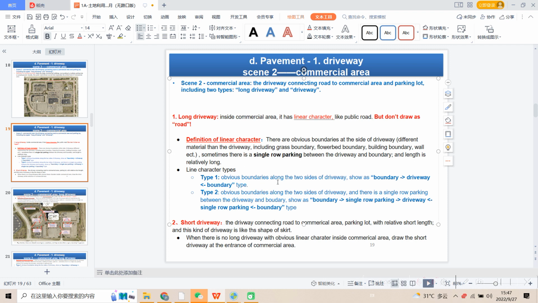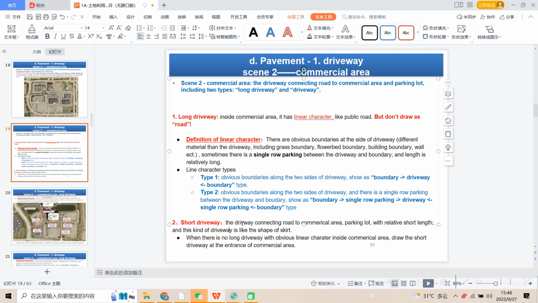There are two types of linear character that we will see for the long driveway. Type 1 is the obvious boundary along the two sides of the driveway. This will show as boundary, driveway, boundary. Type 2, as I have said, has obvious boundaries along the two sides of the driveway, with a single row of parking between the driveway and the boundary. This will show as boundary, single row parking, driveway, single row parking, boundary. If this part is double row parking instead of single row parking, then we don't draw it as a driveway. We leave this whole area as parking.